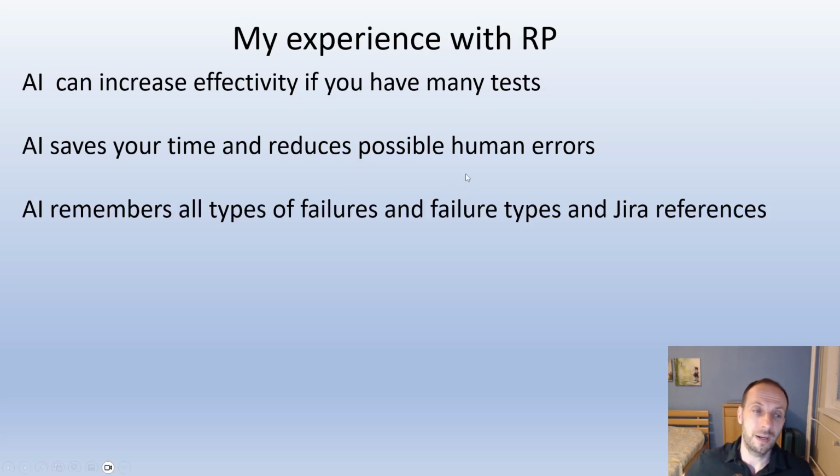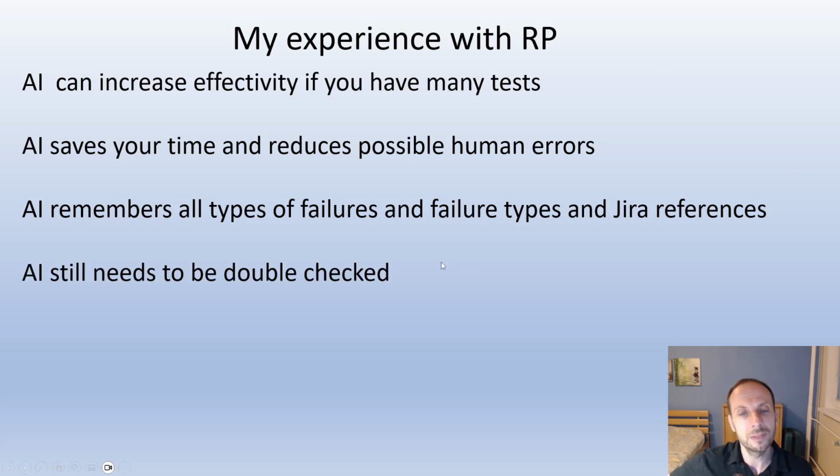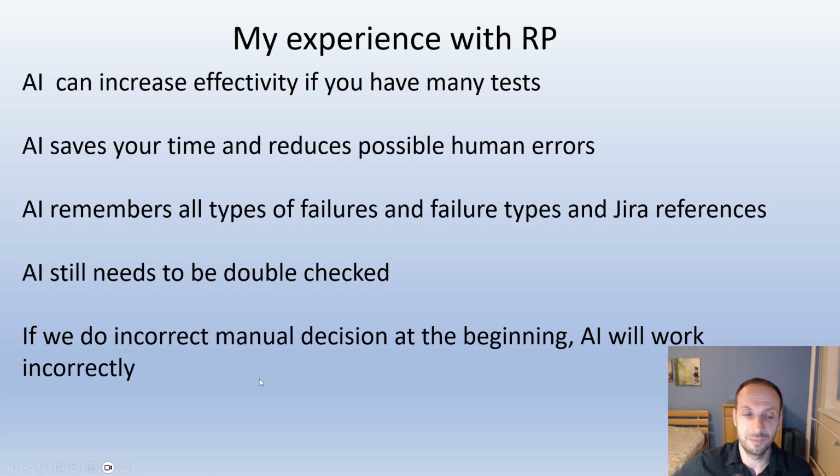And artificial intelligence in this tool remembers all types of failures, and it's very hard for a human to remember hundreds of failures and match correct Jira tickets, but AI knows how to do it. You still need to double check from time to time, not everything, but whether it's correctly doing the analysis, because it's also related to this.